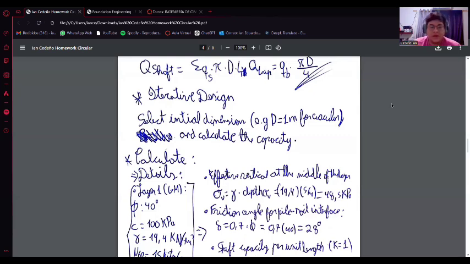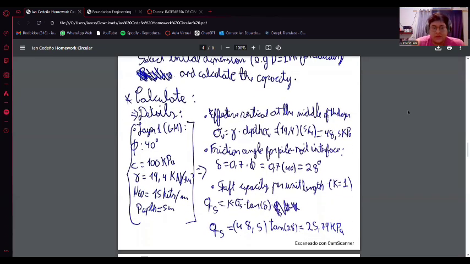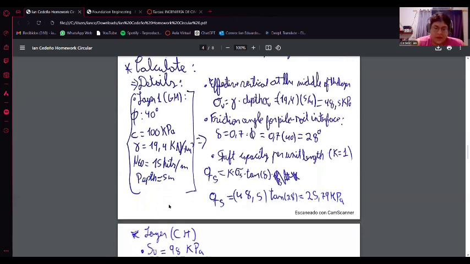The next part is iterative design. Do you have the selection of initial dimensions? We have the diameter. We're going to consider 1 meter for the diameter, to calculate the capacity. For the calculation for the fifth layer, we have the details. First, the first calculation is the effective vertical stress at the middle of the layer.